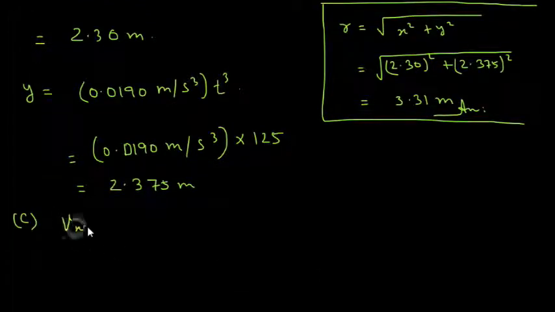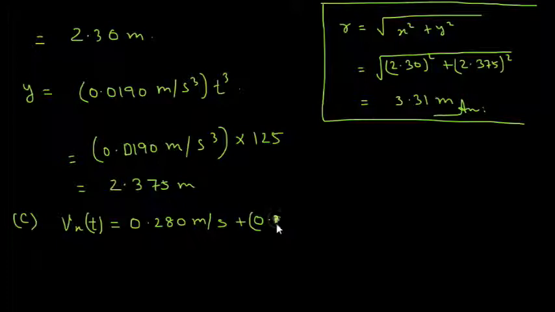So Vx as a function of t is equal to 0.280 meter per second plus 0.072 meter per second square times t. So instead of t, what you do? Instead of t, you put 5.